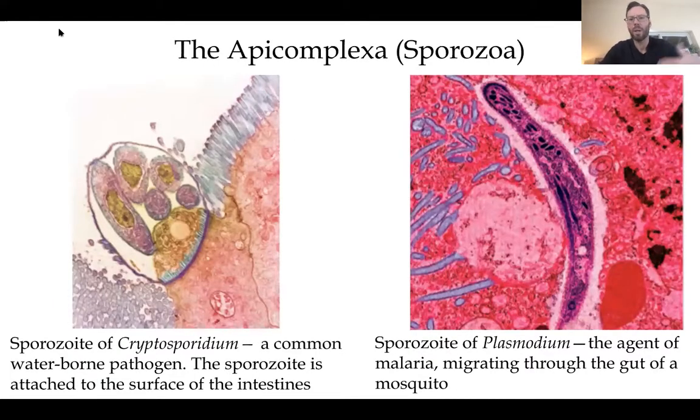And then finally, the apicomplexa. So again, Plasmodium, which causes malaria, and Cryptosporidium, which is often something that can plague patients that have AIDS and are immunocompromised, and then they get these cryptosporidial infections and succumb based on that. Non-motile. Okay, so you see there's no cilia or flagella or pseudopod projections coming off of these parasites.